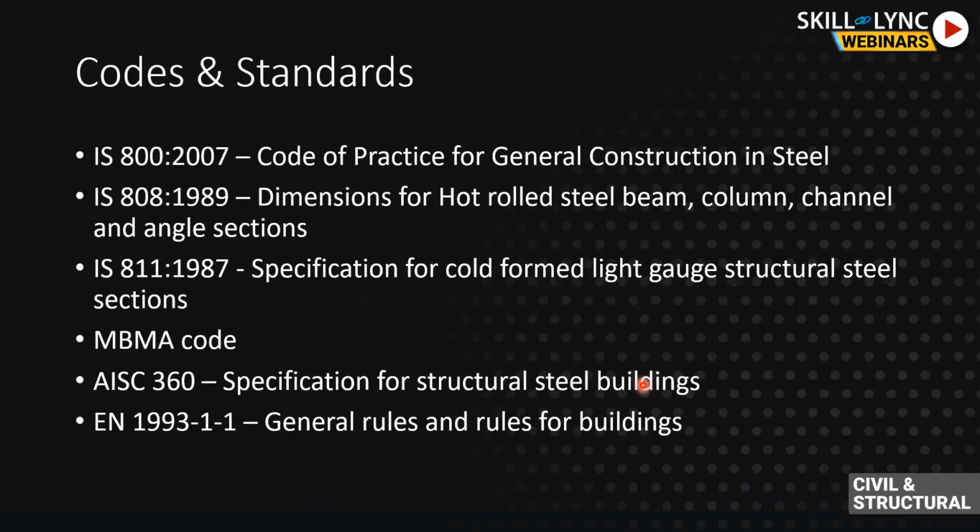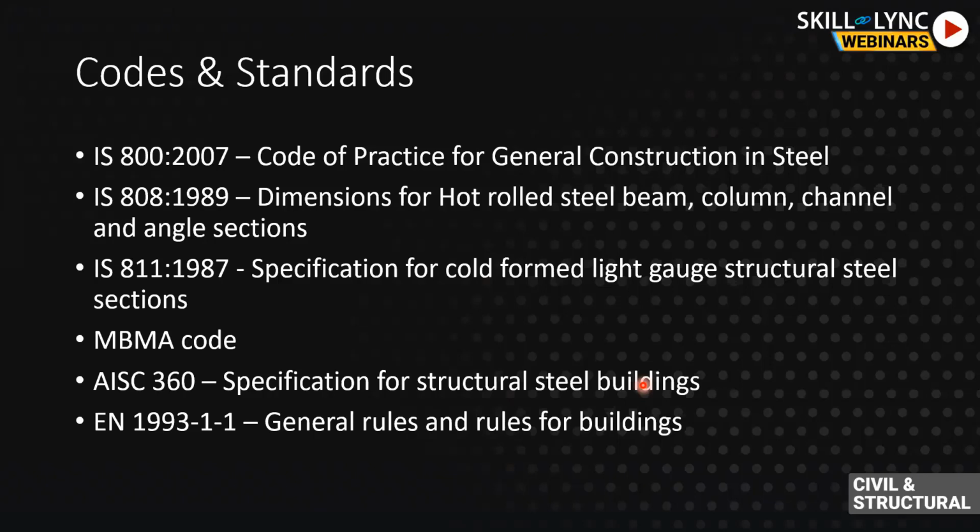So IS 800 2007 is a limit state method code. It also has working stress method clauses as well. But as per the latest methodology, we follow limit state method. IS 808 1989, which gives the dimensions for hot rolled steel beam, columns, channels, or angle sections. IS 811 1987, specification for cold form light gauge structural steel sections.